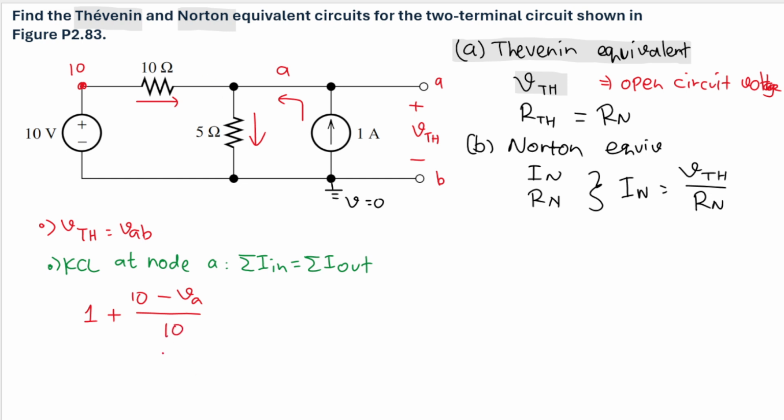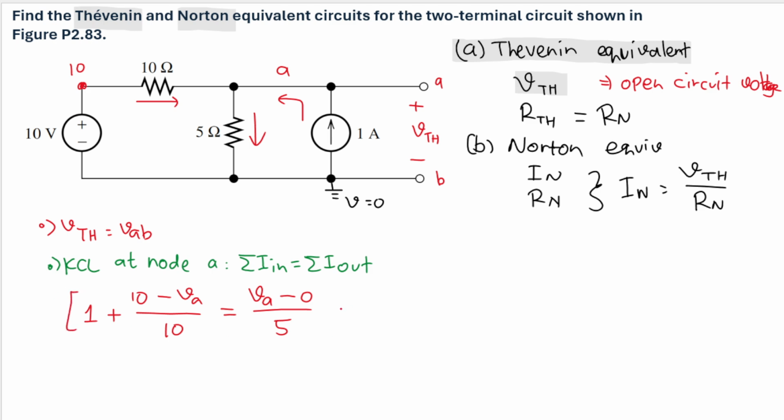Good. And then that will equal to, the only current that goes out is this current here. And where the current comes from, it comes from VA. Where the current goes to, it goes to the reference node, which is 0. So I'll have VA minus 0 divided by 5 here.